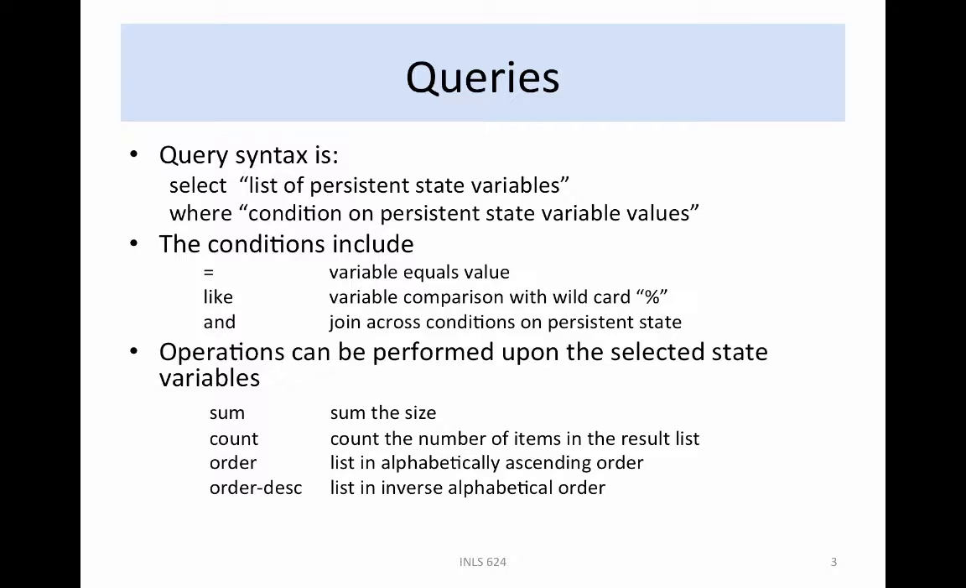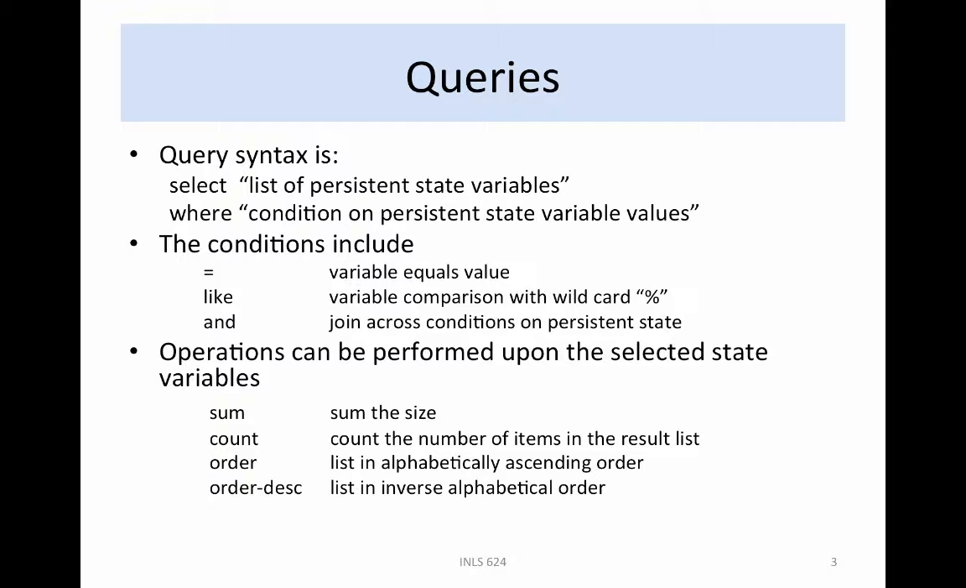The list of persistent state variables is a comma-separated list of persistent state variable names. The condition on state variables specifies the operation that is applied to the state variables. Possibilities include equal, find objects that have the specified value; like, find objects whose name contains characters specified by a wildcard %; and and, find the objects that satisfy both of the specified conditions. The objects returned by the query may be file names, user names, resource names, or any persistent state variable, depending upon the entities defined in the list of persistent state variables.